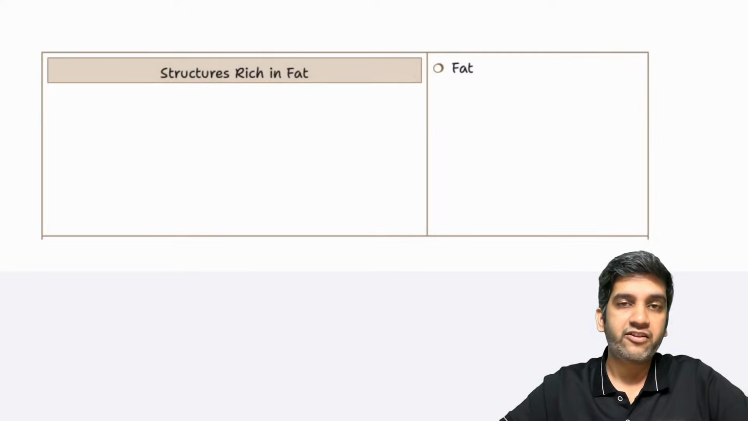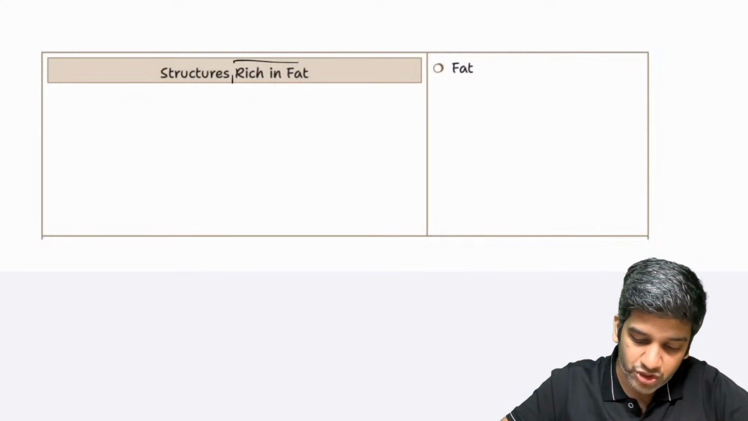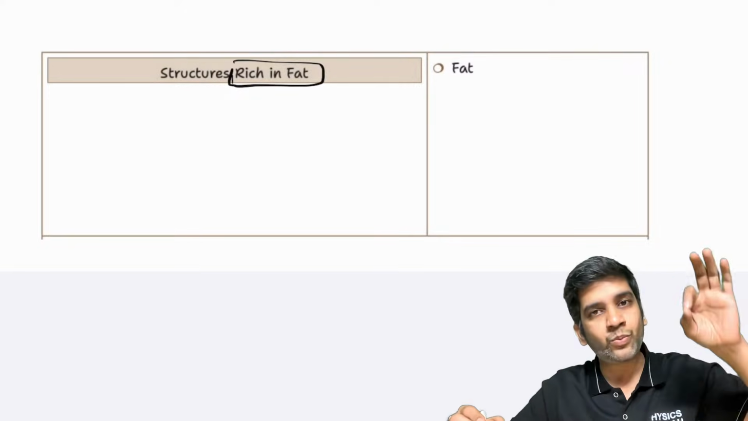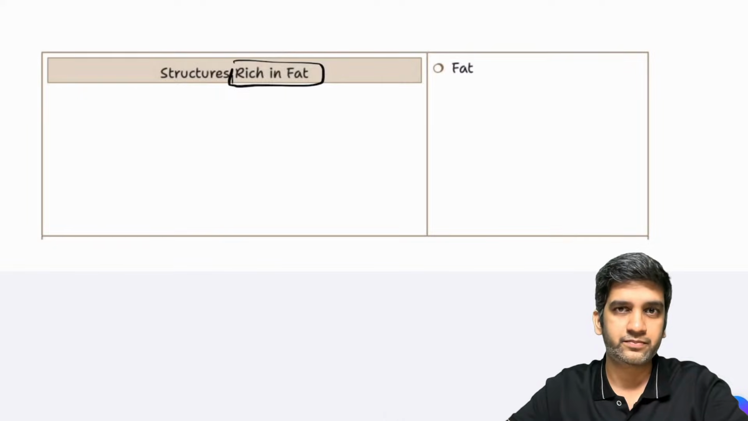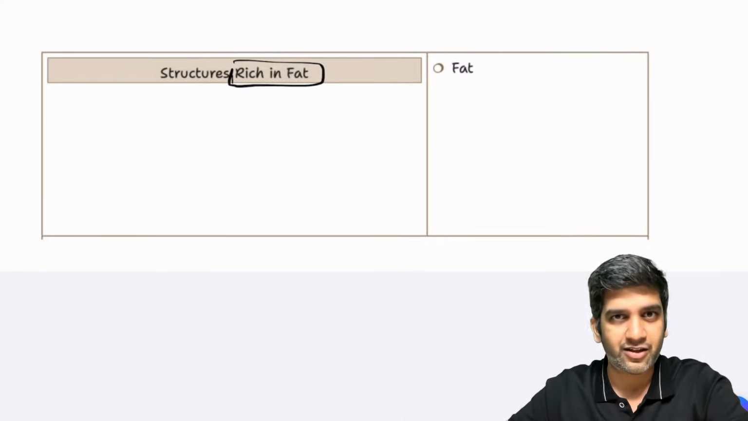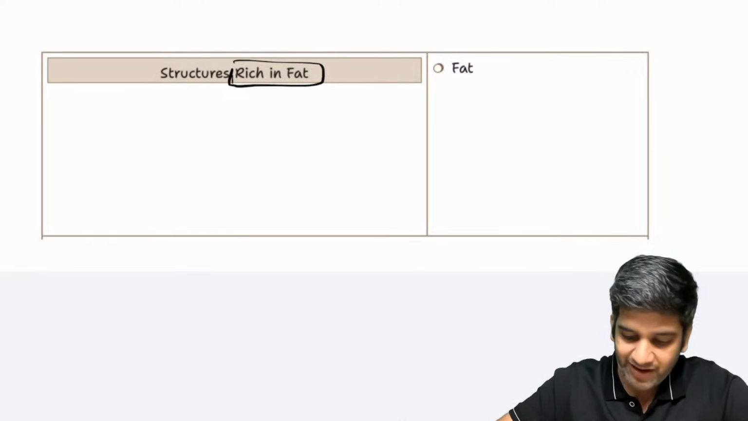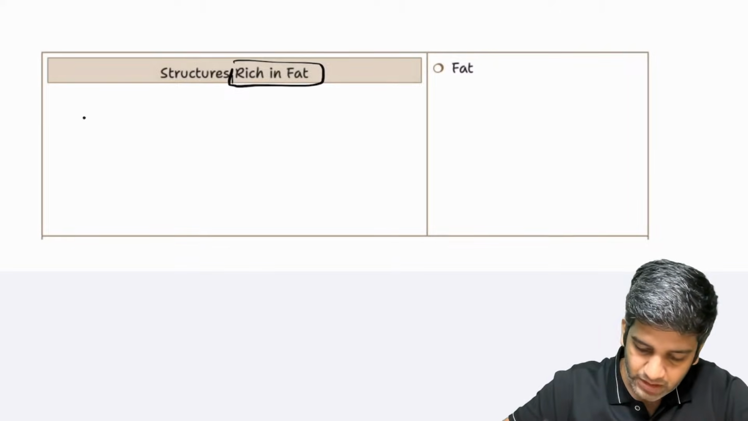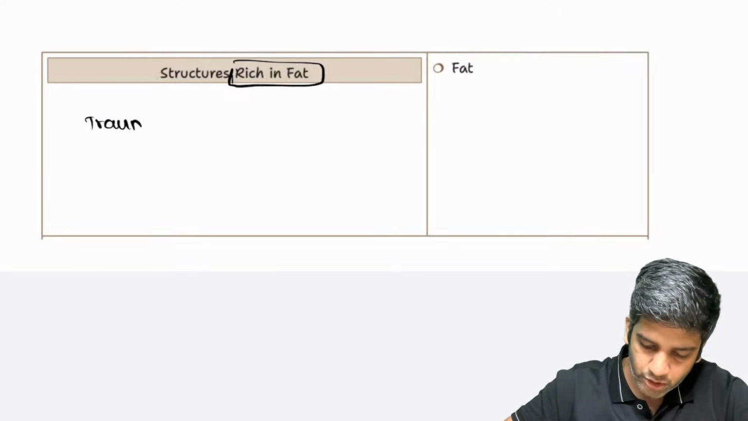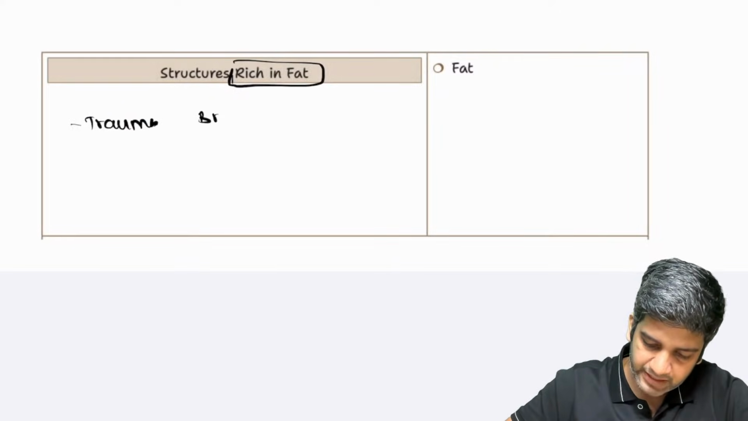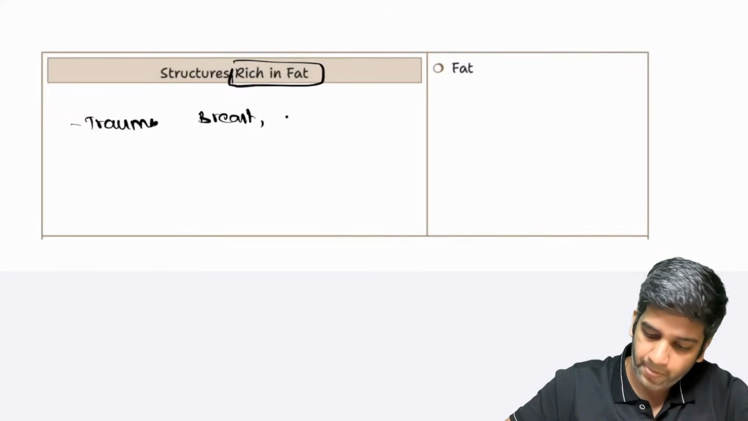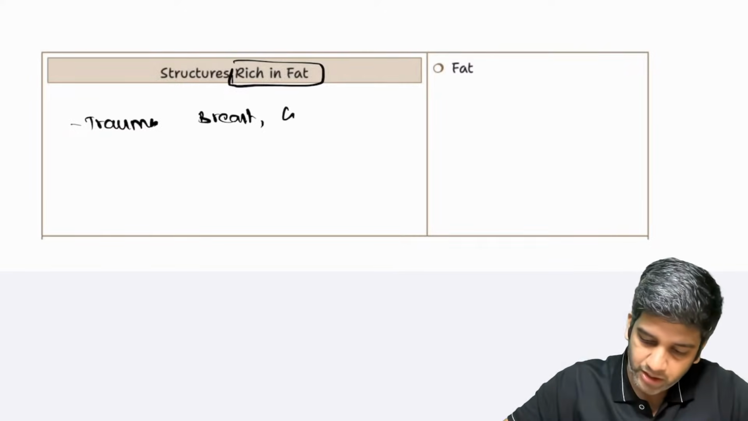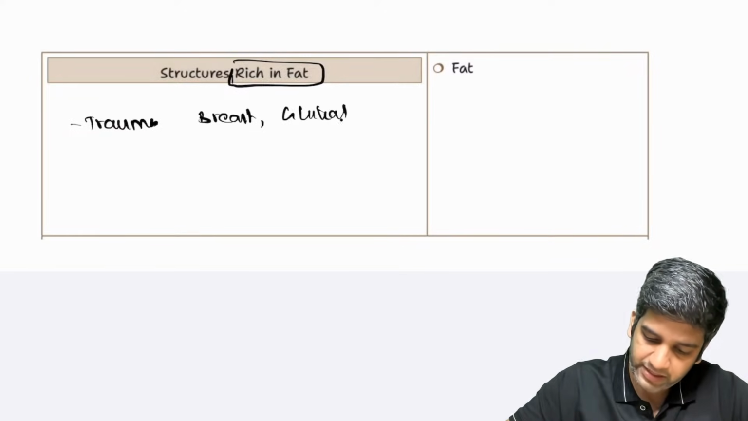Fat necrosis, this is the most important thing in fat necrosis, will happen only in structures rich in fat. Pancreas does not have fat. Pancreas is acini, right? So for fat necrosis, I have two things. I have traumatic fat necrosis. Trauma can cause it. The breast parenchyma can have traumatic fat necrosis. Injection in the gluteal region can cause traumatic fat necrosis, right?